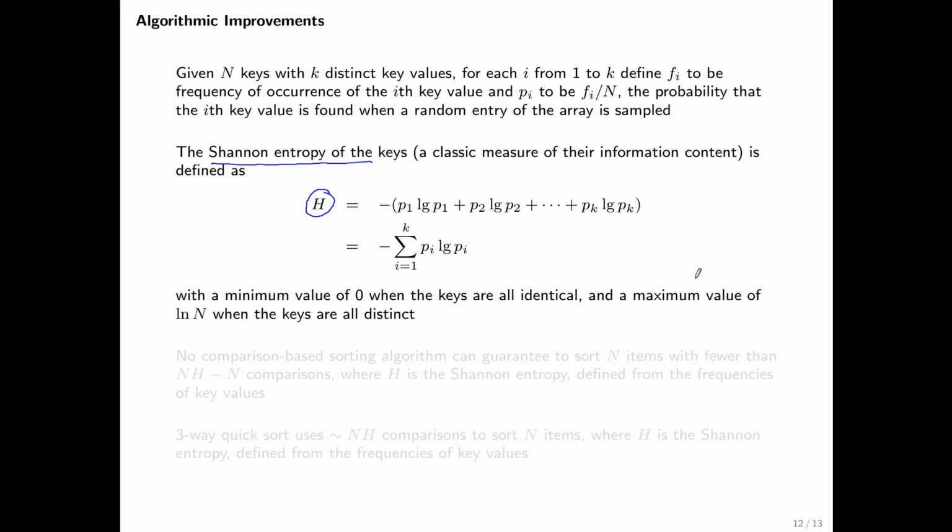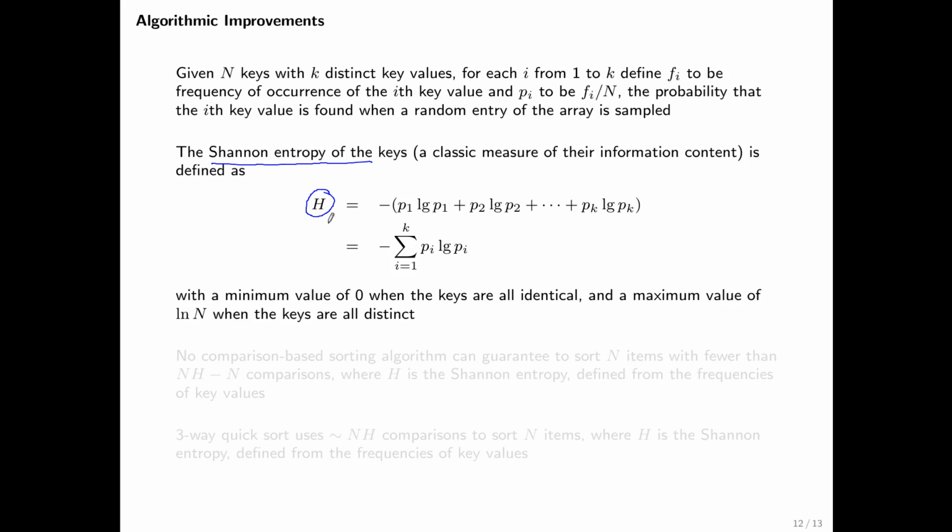This formula here gives us a very nice measure of the information content of an array of keys. Now you can very easily convince yourself that this value H is 0, and that's its minimum value, when all the keys are identical. When all the keys are the same, what is the probability of finding a key? Well, it is precisely 1, because your entire array has just one key in it, so the probability of finding that key is 1. But what is the log of 1? It's 0.